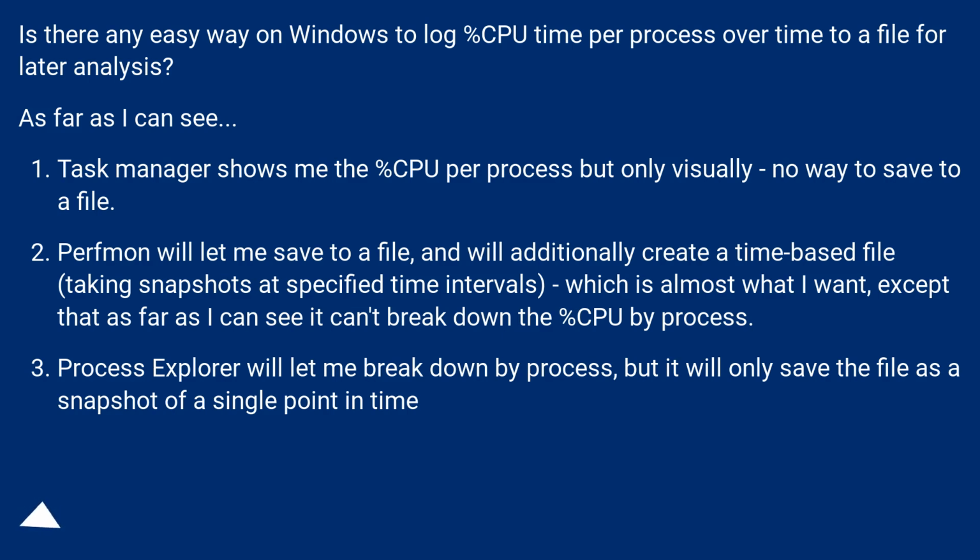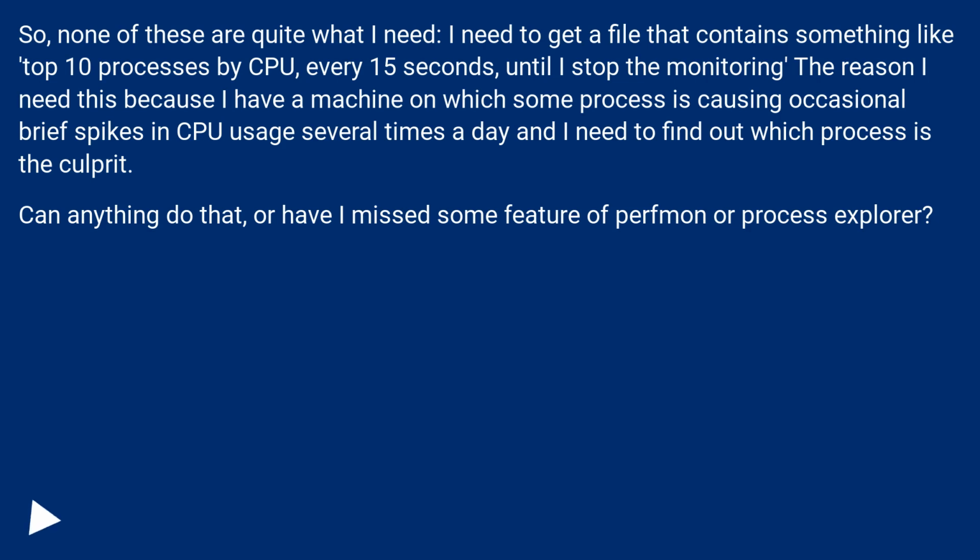Perfmon will let me save to a file, and will additionally create a time-based file, taking snapshots at specified time intervals, which is almost what I want, except that as far as I can see it can't break down the percent CPU by process. Process Explorer will let me break down by process, but it will only save the file as a snapshot of a single point in time. So, none of these are quite what I need.